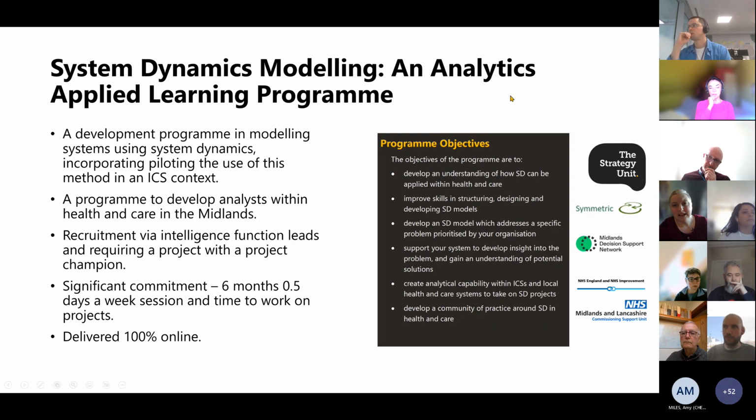The programme itself had some further goals around trying to establish more of a community of people who could be peers and support each other. So we were looking for a significant commitment from people, because system dynamics you don't just learn overnight. It was 6 months, half a day a week, face to face, on Teams. It was all 100% delivered online, but the participants also needed time to work on their projects outside of those sessions as well.